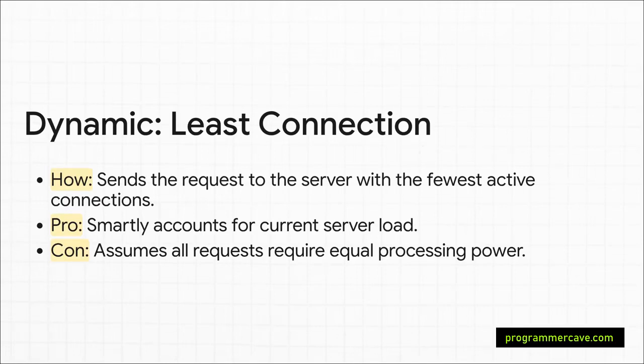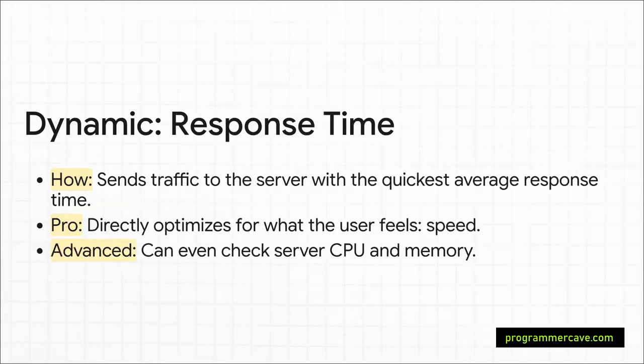It's a fantastic way to distribute the work based on how busy each server actually is. Its one little flaw is that it assumes every connection takes the same amount of effort, which, as we know, isn't always true. For an even more user-focused approach, there's the response time method. The load balancer constantly measures how quickly each server is responding to requests, on average, and it sends the next request to whichever server is currently the fastest. This is awesome because it directly optimizes for the one thing your user actually cares about: speed. And the really advanced load balancers can even check things like the actual CPU and memory usage on each server to make even smarter decisions.